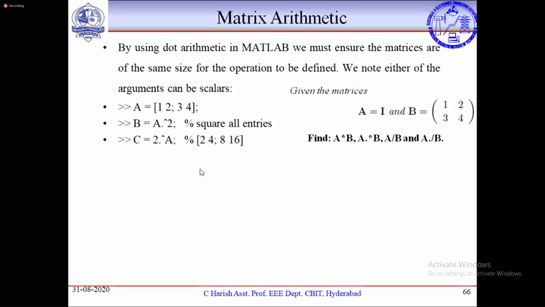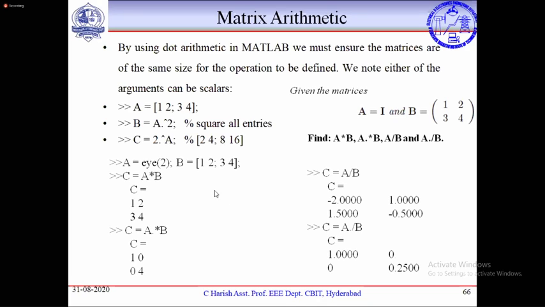Now coming to this one, you have A equal to this and B equal to this value, and A into B, A dot into B, A by B, A dot by B. If you do these arithmetic operations using MATLAB directly, you will get the answer.